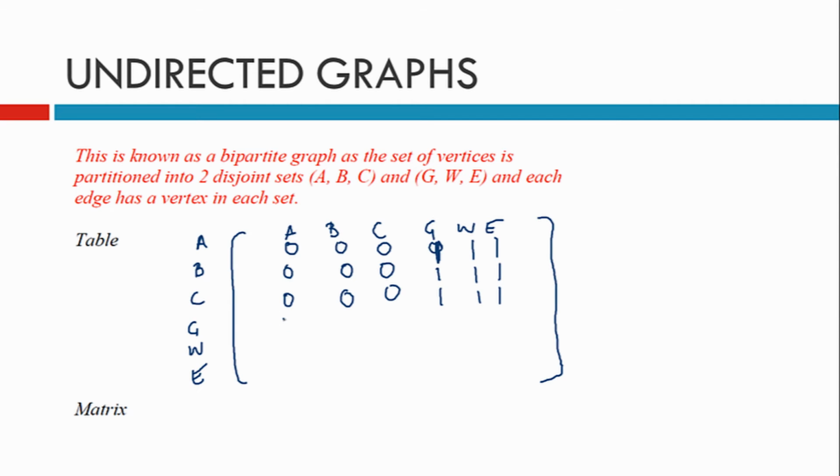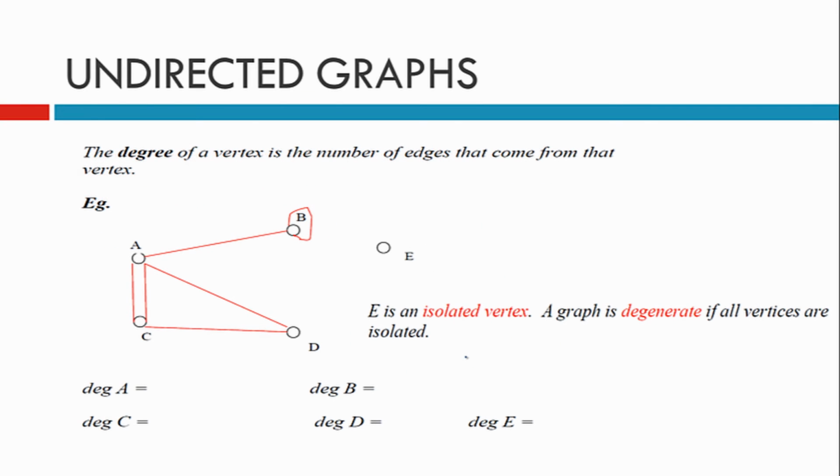So the utilities do connect to the houses, so we've got 1, 1 and 1, but the utilities don't connect to each other, so we've got 0, 0, 0. And that belongs to all the utilities as well. Okay, so we have to make sure that we do that properly. And we have to show them all along the top and along the side because we have to include every vertex. Now the degree of a vertex, that's the number of edges that come from that vertex itself.